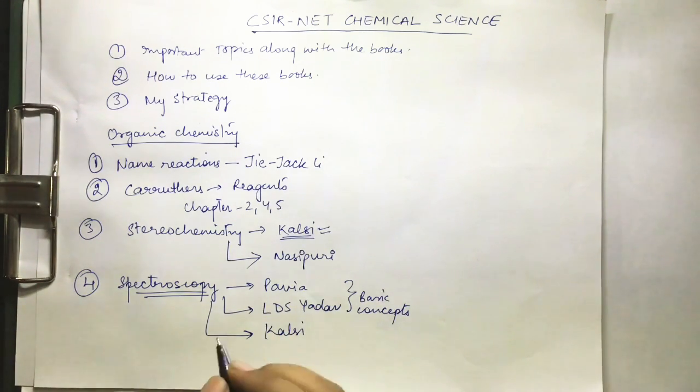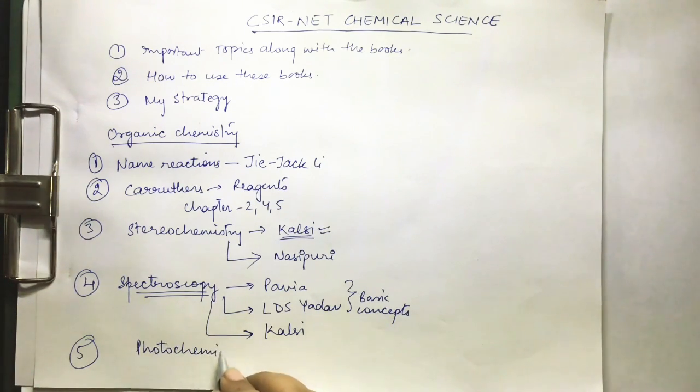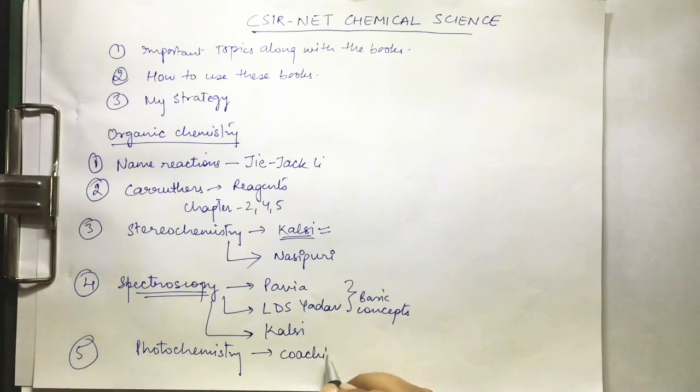Apart from these, if I look at other important topics, one more topic is there, which is photochemistry. For studying photochemistry, either you can refer to Horspool, but that is difficult to study. So prefer to take coaching notes if you can arrange from your friends, or many notes are also available nowadays on the net. If you Google and just search it, you will find a lot of notes on photochemistry. So like this you can start with organic chemistry.